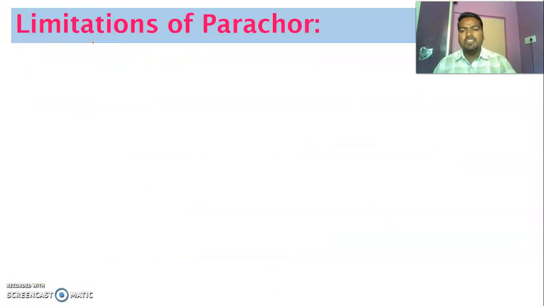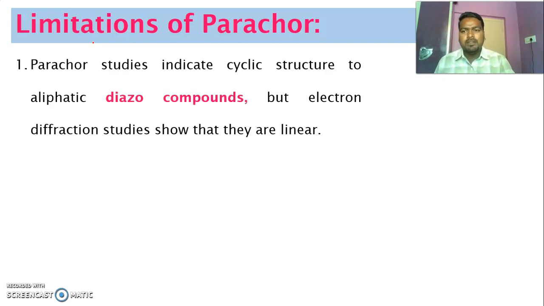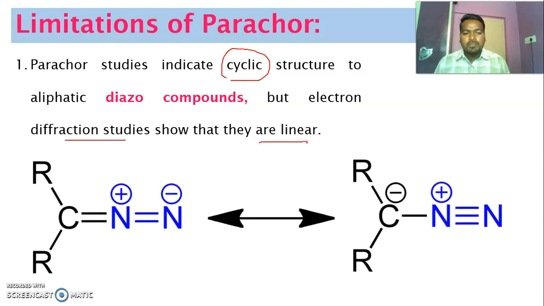Next, limitations of this Parachor value. By using the Parachor value, we cannot find the structure of all compounds. For example, the Parachor value treats diazonium salts, which we discussed in aromatic hydrocarbons, as cyclic in nature according to this concept. But the electron diffraction study shows that they are linear in nature. You just look here, this is the actual structure of diazonium chloride.